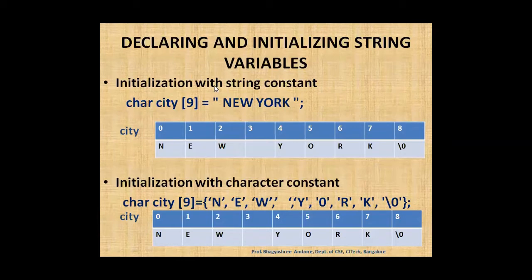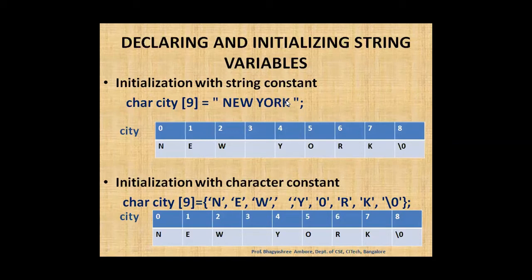Now, we'll see declaring and initializing string variables. The first one is initialization with a string constant. Because it's an initialization, while declaring itself, I'm filling these locations with the string constant New York. Now what will happen? How many characters are there? 9. So 9 locations will be created. After that, what you said? N E W space Y O R K.